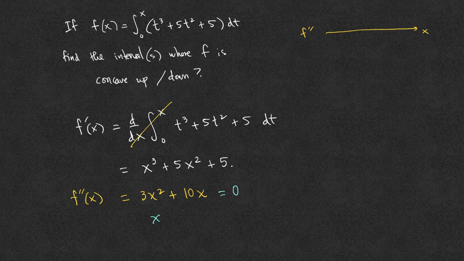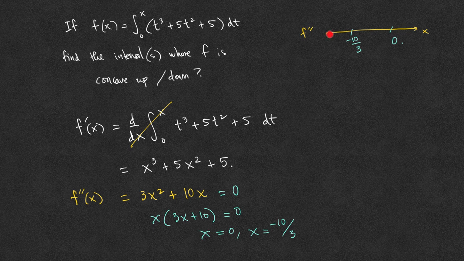We factor out x, and we have x times 3x plus 10 equals 0. So x equals 0, and x equals negative 10 over 3. These will be the cut points in this number line. X equals negative 10 over 3, and x equals 0. We then check the sign of each of the subintervals for the second derivative.